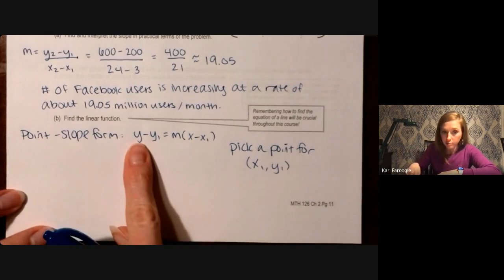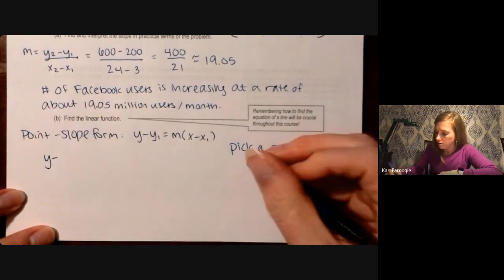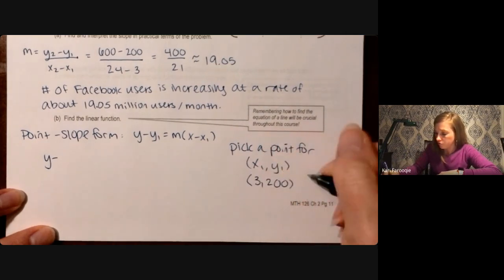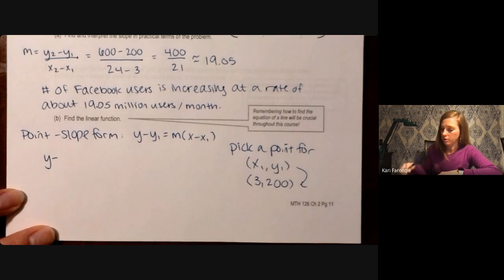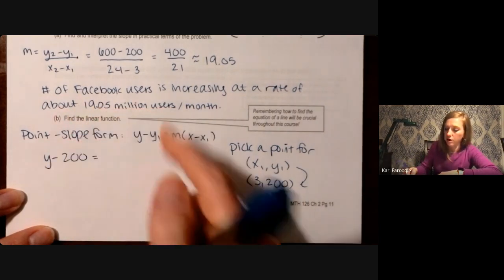All right, so I'm going to leave y as just y minus y sub 1. So I'm going to pick the point 3, 200. So my y sub 1 is going to be 200 equals m.